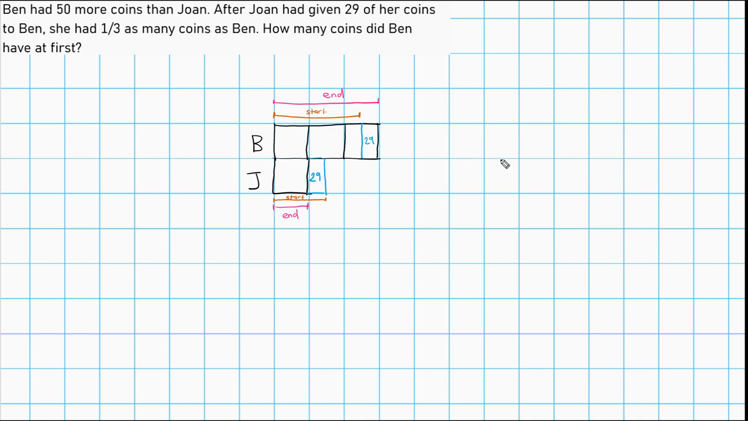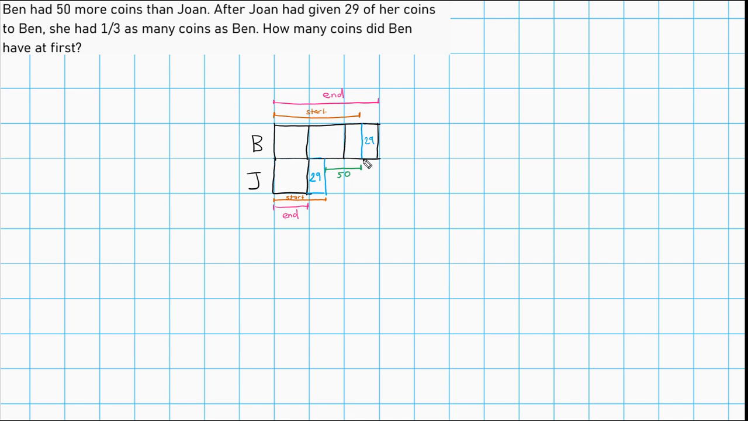What we're told is that the difference at the beginning, Ben had 50 more coins than Joan. So where's that going to go? Let's look at the difference at the beginning. That's the end of Ben at the start. That's the end of Joan at the start. So we have a value going from here to here, which is 50.